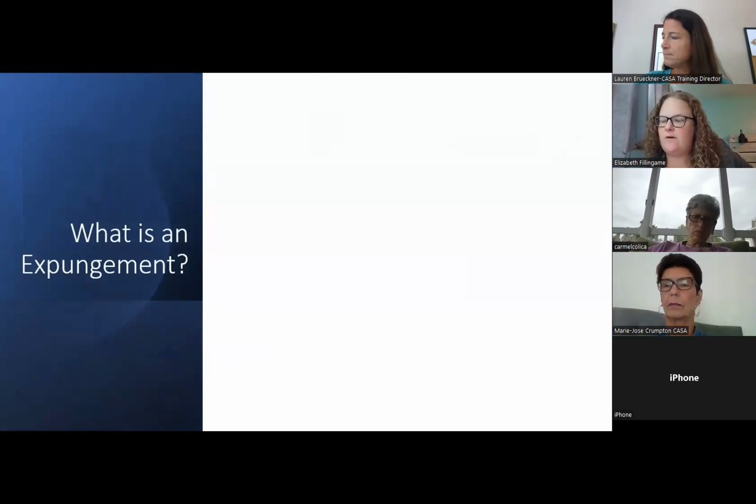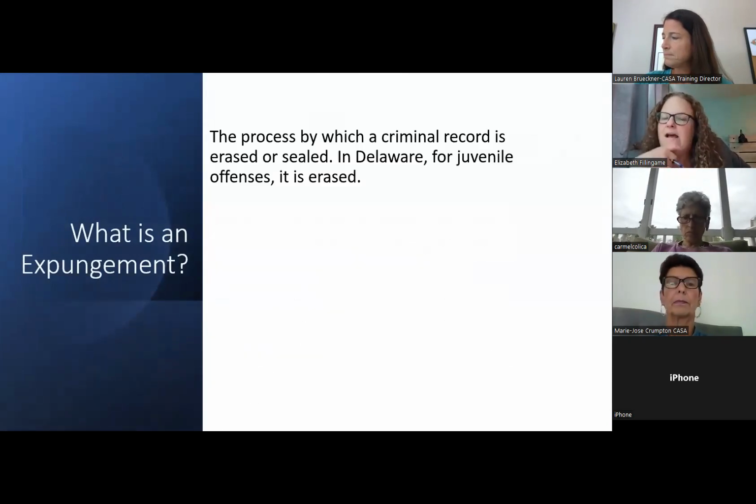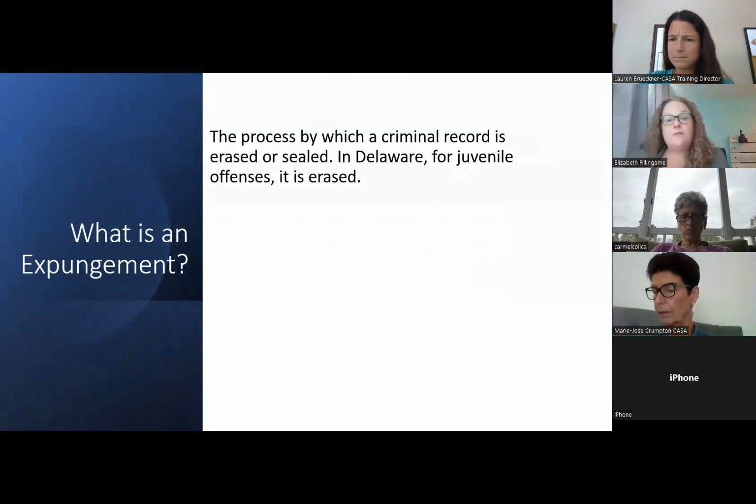So let's start with what is an expungement. It is the process by which a criminal record is erased or sealed. And the reason I say erased or sealed is because those are two different things when we start talking about legal definitions and what they mean.